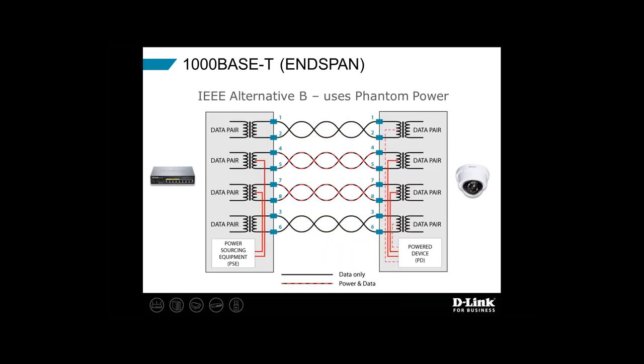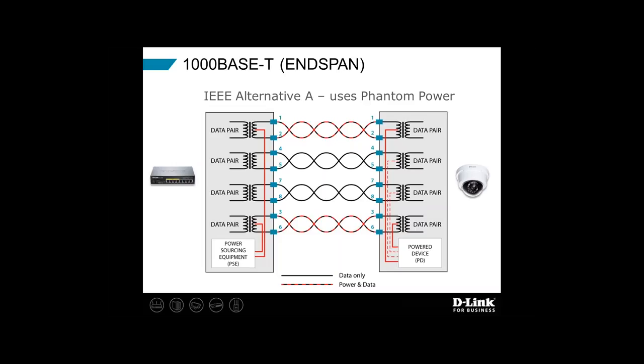Now when I shift into gigabit, remember gigabit, all 8 conductors, all 4 pairs carry data. So in this case, with gigabit alternative B, I've got data on 1, 2, 4, 5, 7, 8, 3, 6, and the power, using phantom power, is also on 4, 5, and 7, 8. And then it stands to reason on my last slide here, gigabit alternative A, again, we've got data on all 4 pairs, and in this case, the power is riding using phantom power over 1, 2, and 3, 6.